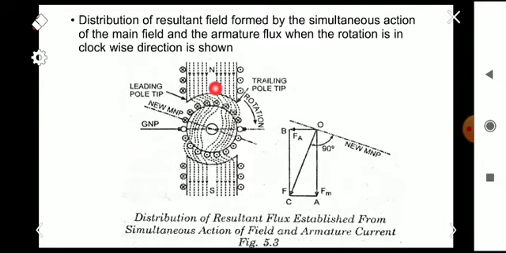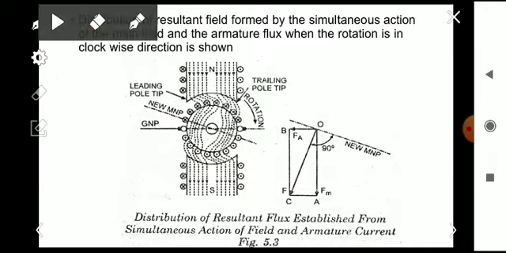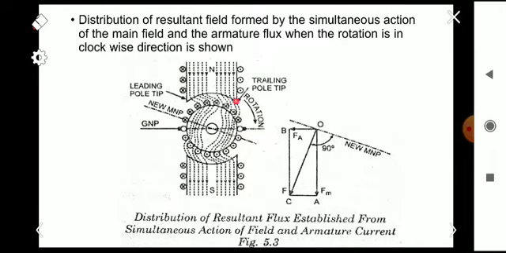Leading pole tips means here we are assuming that the rotation is in the clockwise direction. Here you can see that rotation is in the clockwise direction. So the pole tip that comes first will be the leading pole tip, and the pole tip that comes last, later, is the trailing pole tip in the direction of rotation.